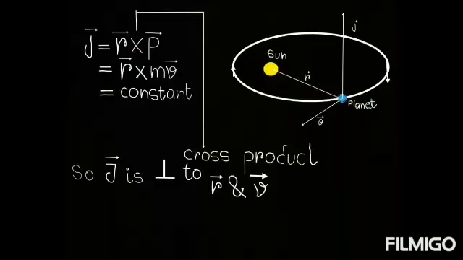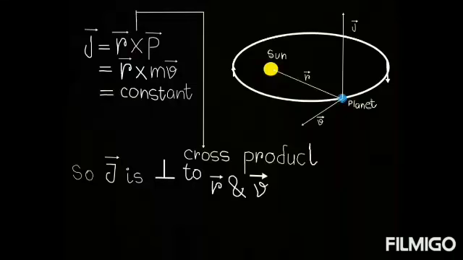That is, J is equal to r cross p. r is the radius vector of the planet, that is the vector distance from the Sun to the planet. And p is the linear momentum of the planet. p can be written as mv, or mass of the planet multiplied by the velocity vector. So ultimately J, the angular momentum, equals r cross mv, which is a constant.